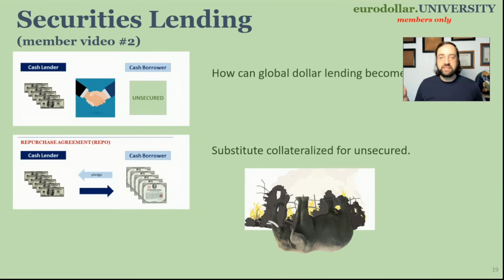In other words, we're going to substitute collateral for unsecured, but the collateral we're substituting is not going to be real economy stuff and dead elephants. We can't have that.